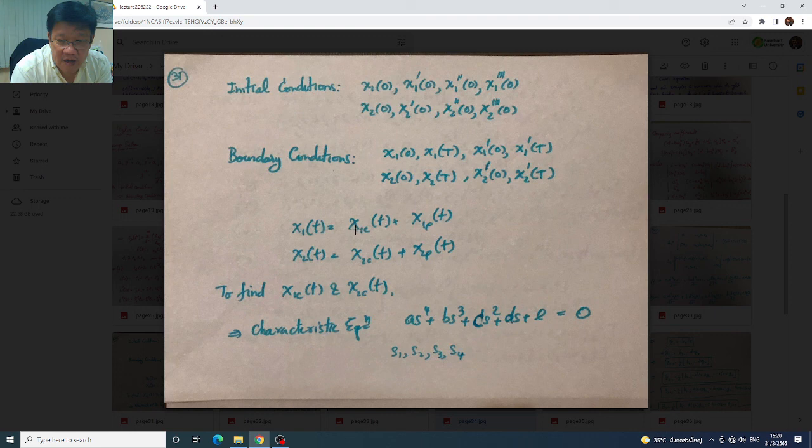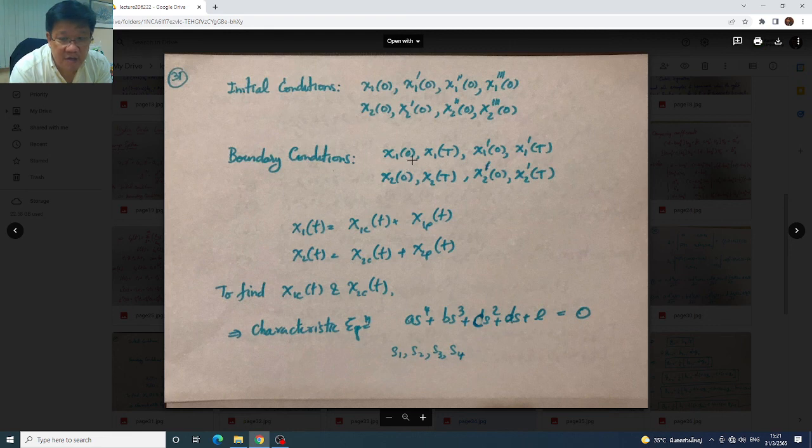I put it in this notation: x1 of t equals x1c of t plus x1p of t, where c means complementary solution and p is a particular solution. Likewise x2 of t equals x2c of t plus x2p of t. Since there are two, each of them needs four initial or boundary conditions. In this case you want initial conditions.